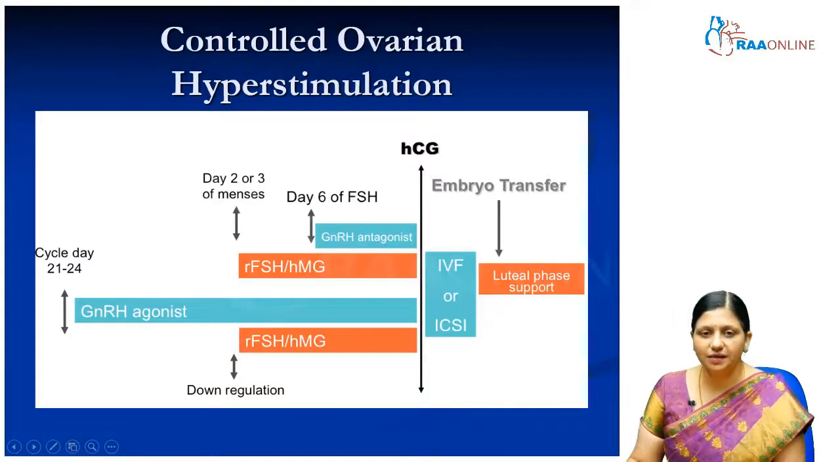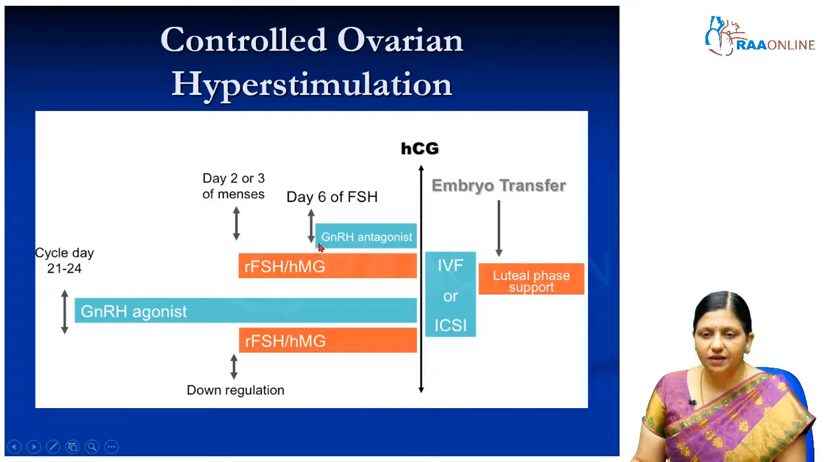Now this is the basic principle. Day 21 to 24 of the previous cycle, we will start with GnRH agonist. On day 2 of the period, we will start with gonadotropins while continuing the agonist which we have started from day 21 of the previous cycle. Now we will keep on monitoring with the help of ultrasound.